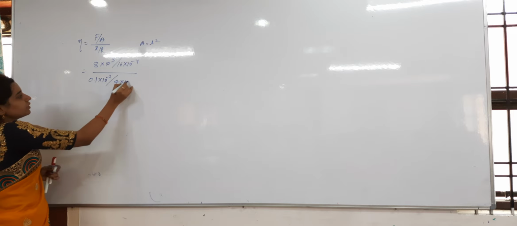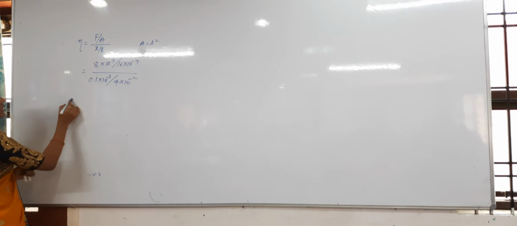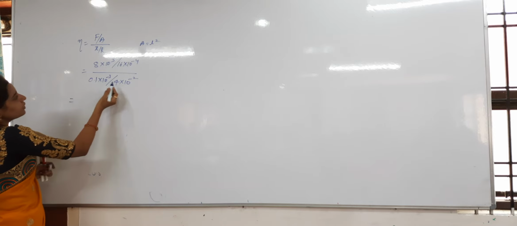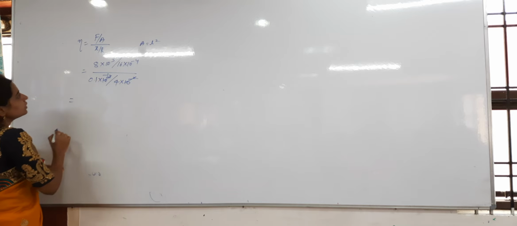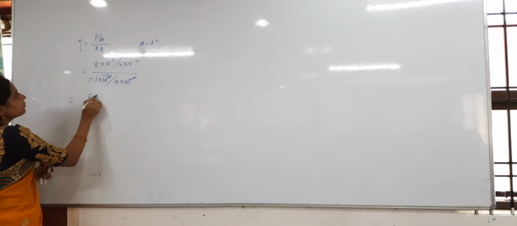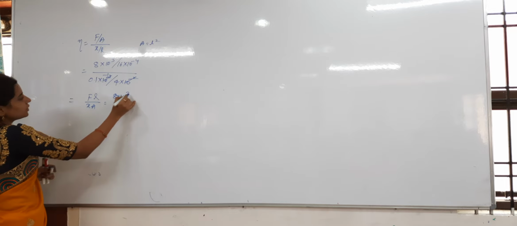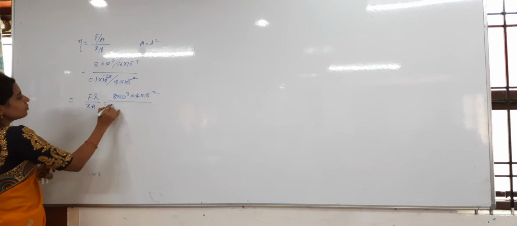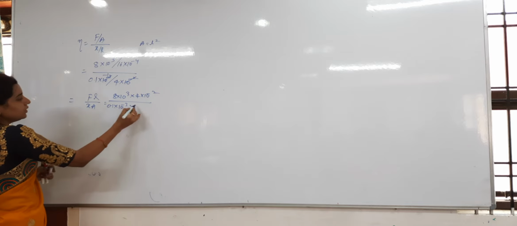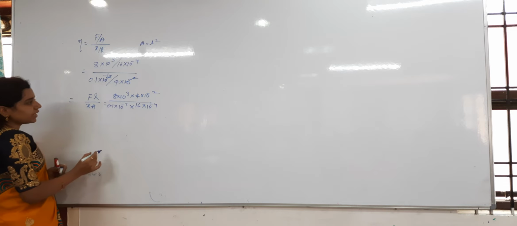He said 4 centimeters, 4 into 10 power minus 2. That's it. So here how much will you get? Otherwise I can directly write it as FL by X into A. Do not confuse. 8 into 10 power 3, length is 4 into 10 power minus 2, X is 0.1 into 10 power minus 3, and area is 16 into 10 power minus 4. It will be easy to calculate here.